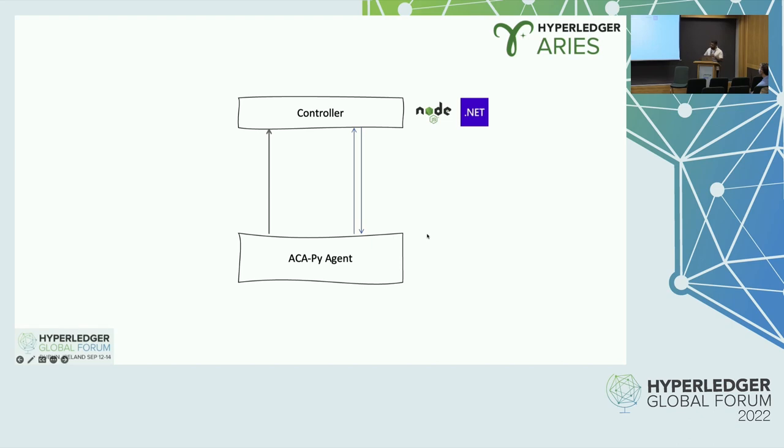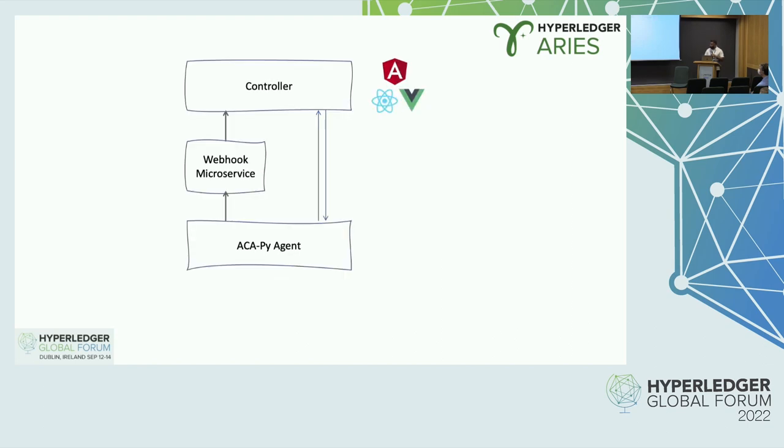So this is a really simple setup, with a server-side framework such as Node or .NET, where the application UI would be built in the controller, and it would simply be making requests to the ACA-Py agent that runs standalone. So here's another setup with a single-page application framework, something like Angular, React, or Vue. This would typically require an additional microservice to handle webhook callbacks because ACA-Py can't directly call back to the browser. So you could have a setup like this.